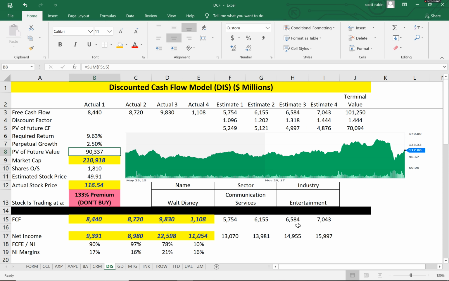So the value of Disney, according to our model, is $90 billion. And if you divide that by the shares outstanding of 1.8 billion, the share price is $49.91, $50, and they're trading at 117. So they're trading at a pretty big premium. So in this model, it wouldn't be a buy. You wouldn't buy it. Of course, you have to look at other factors also to figure out if you would buy Disney or not. But even the past few months, it's never really gotten down to 50. It's always traded at a premium according to its intrinsic value.